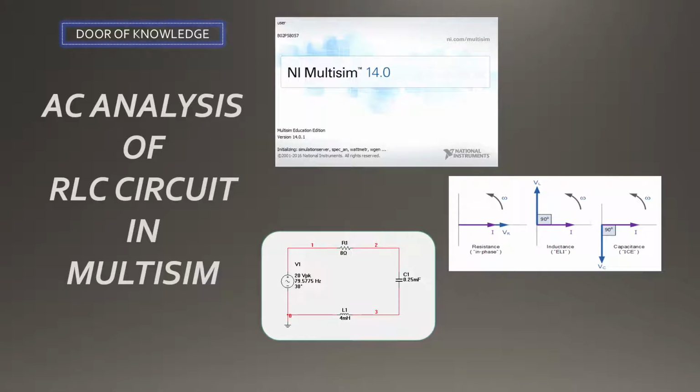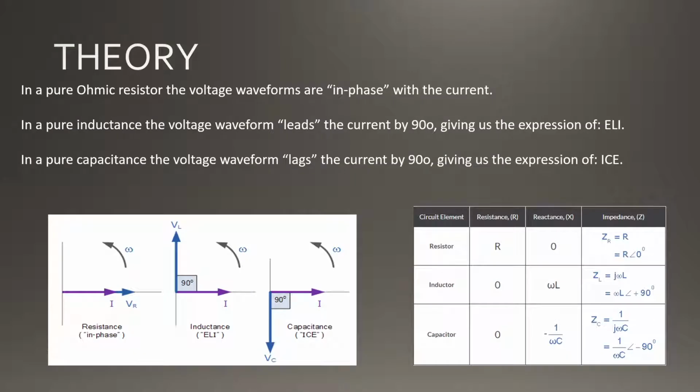Today's topic is AC analysis of an RLC circuit in Multisim 14.0. Okay, so let's talk about pure ohmic resistor, capacitor and inductor. If we talk about the resistor, voltage and current are in phase in AC analysis. For the inductor, voltage is leading the current by 90 degrees. And for the capacitor, voltage is lagging the current by 90 degrees, as you can see in this diagram as well.